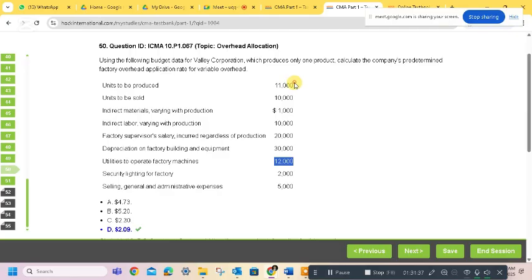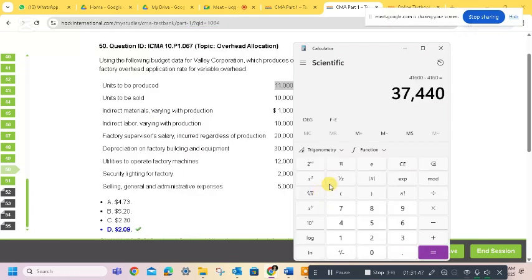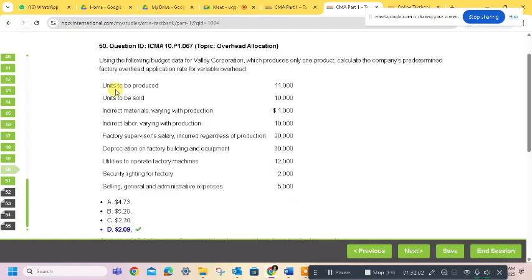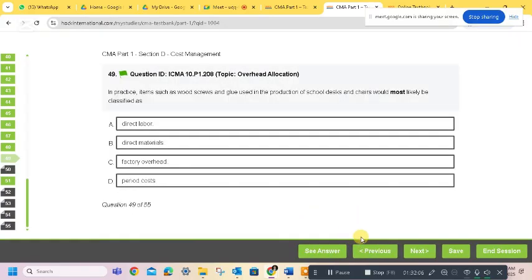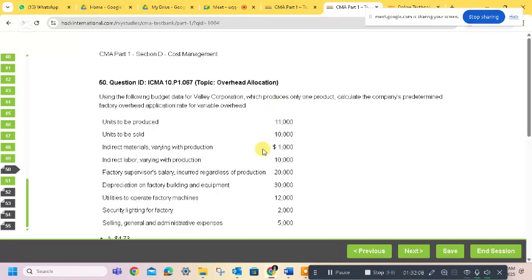Divide that by units produced. Units produced, not units sold. Production cost must be matched with the production units. So 23,000 divided by 11,000, 2.09. Okay. Careful, units produced, not units sold. Units sold will matter when you are preparing the income statement.